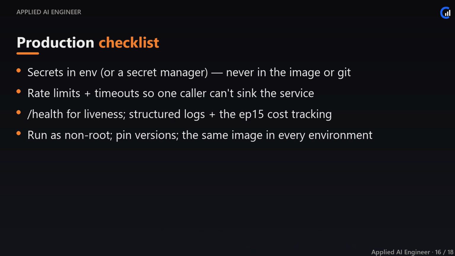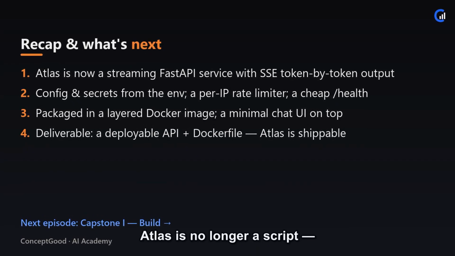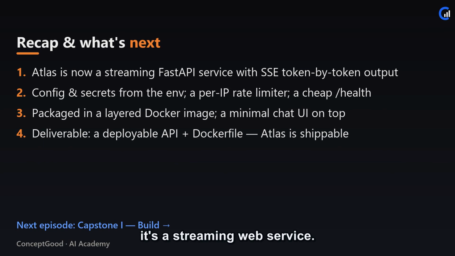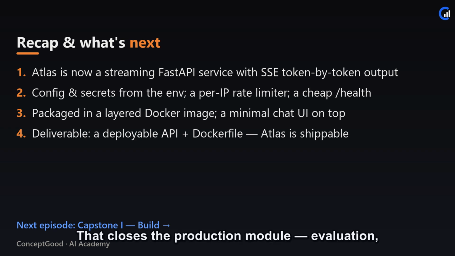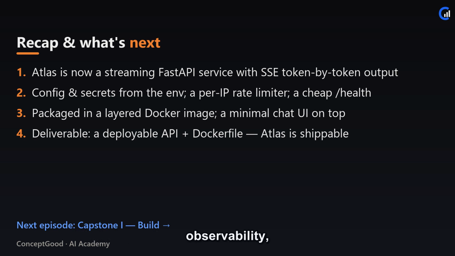Let's recap. Atlas is no longer a script, it's a streaming web service. It pushes answers token by token over server-sent events, reads its config and secrets from the environment, protects itself with a per-client rate limiter, answers a cheap health probe, and ships inside a layered Docker image with a small chat UI on top. You have a deployable API and a Dockerfile. Atlas is officially shippable. That closes the production module: evaluation, guardrails, observability, and now deployment.